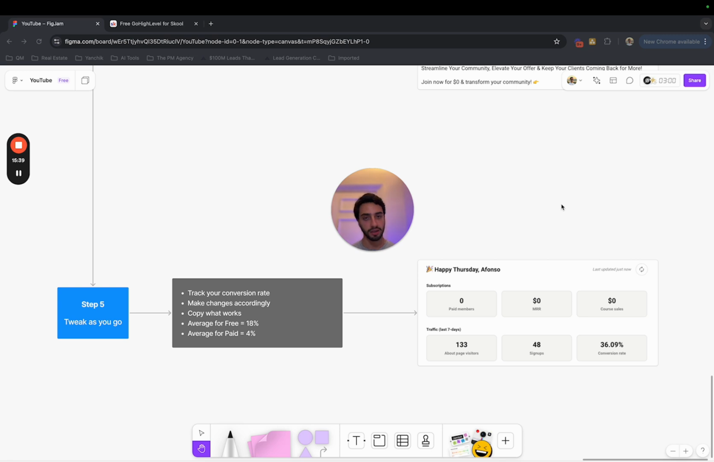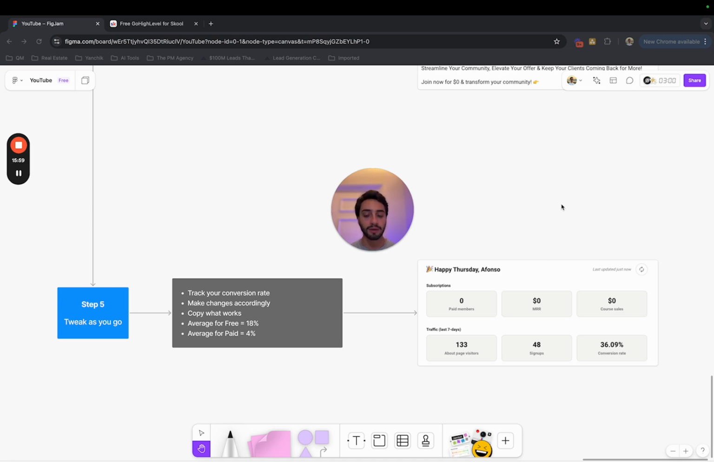Again, track your conversion rates. Every time that you make a change, write down the last conversion rate so then you have something to compare it to and know if you should keep this new one or pivot back to an old thing or test something new out. Make changes accordingly to the conversion rate and the data that you have, and copy what works.